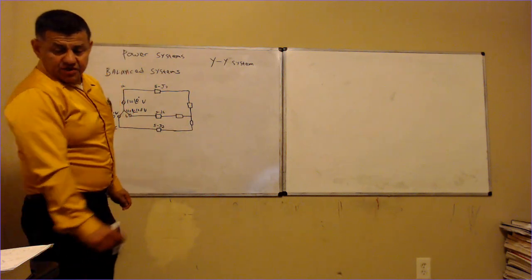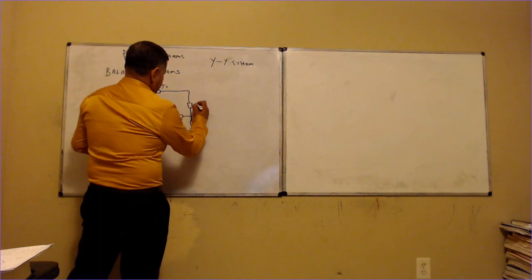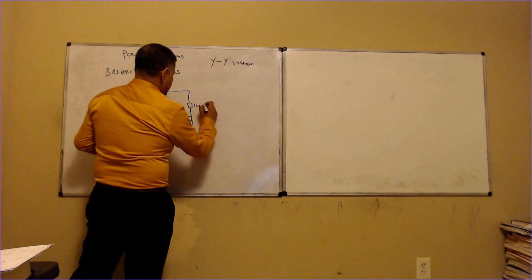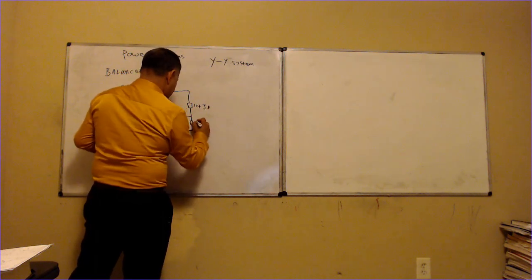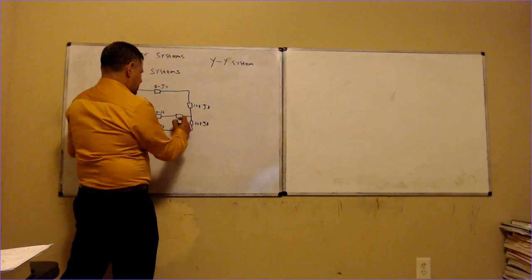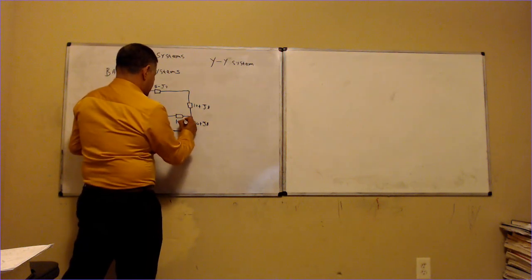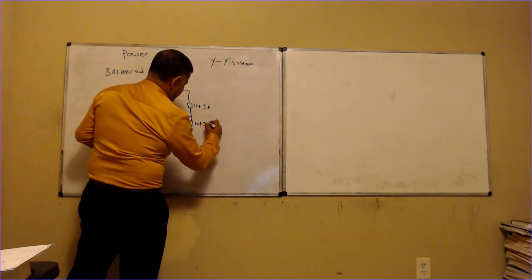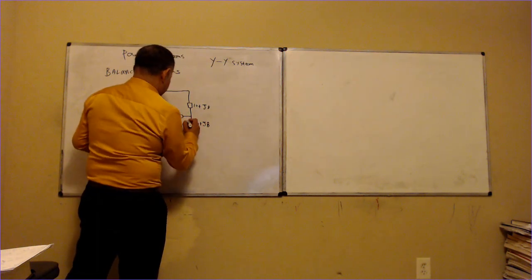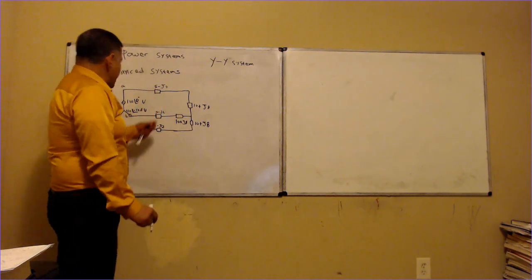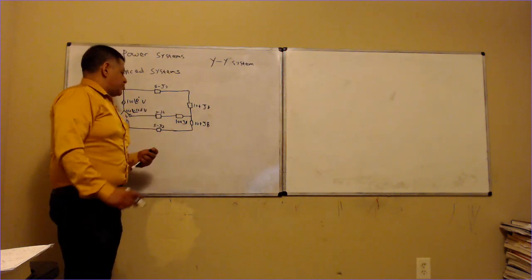Okay, so now this one is 10 plus J8, 10 plus J8, and then this is 10 plus J8, right? Yeah, or JA, whatever. So make sure that J8. So now we have all the impedance values, right?